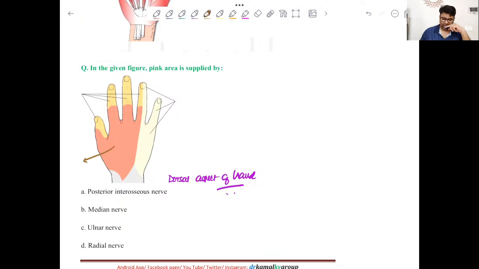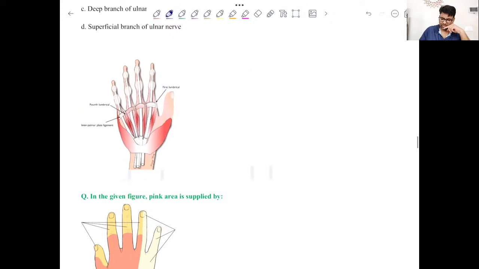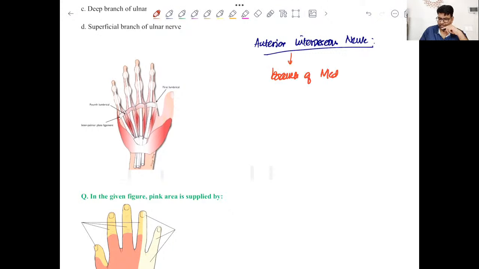Sneha, okay, AIN palsy, okay. I'll just take some break and let me clear Sneha's doubt first. So, anterior interosseous nerve, right? Sneha is asking about that. Now, firstly, you need to know what this anterior interosseous nerve is. It is a branch of median nerve, right?